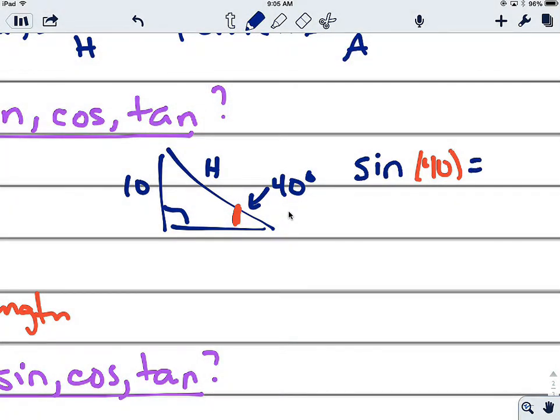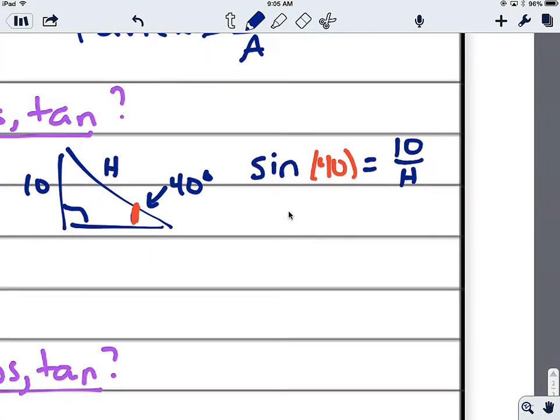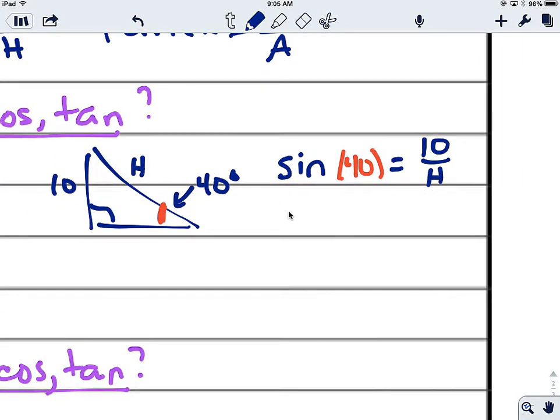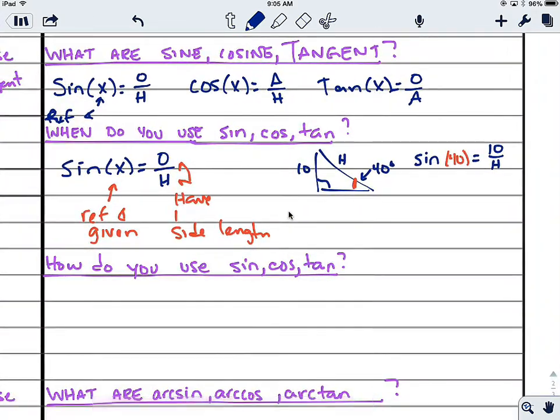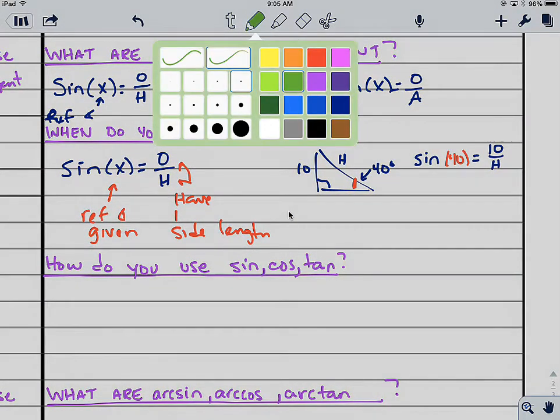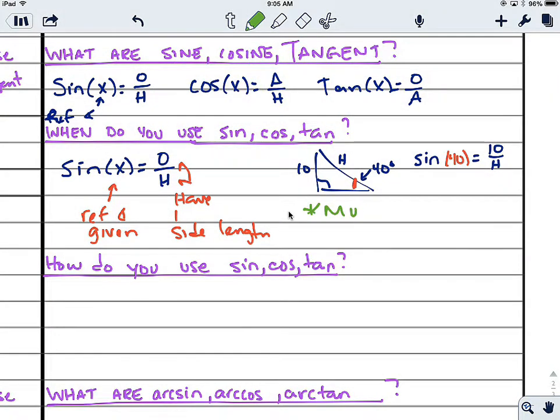And then I use the opposite over hypotenuse ratio. In this case, it's 10 over h. Now from here, I just have to do some algebra to solve for h, but the point being, as long as I have the angle, I should be able to use sine, cosine, and tangent. So that's something maybe you want to highlight, is that you must have a reference angle.